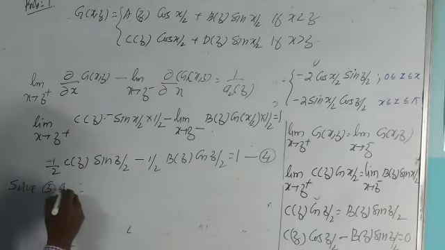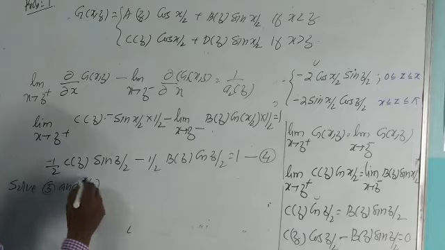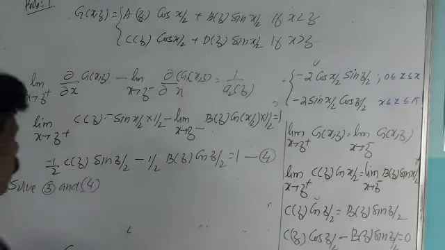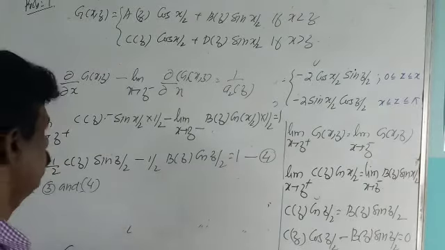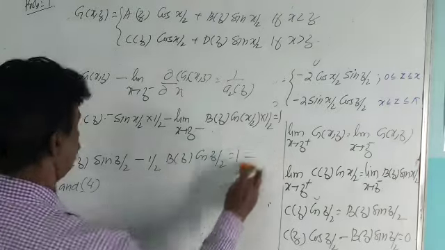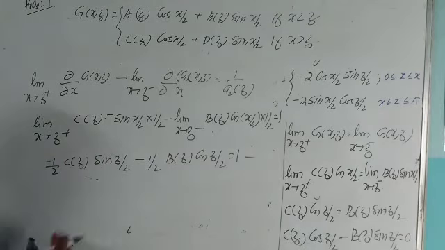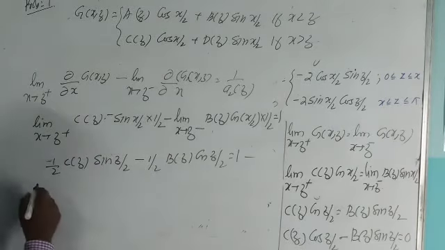Solve 3 and 4. Okay, 3 and 4. That is multiplying. We can rearrange the 4's this way, multiplying the whole equation with minus 2.